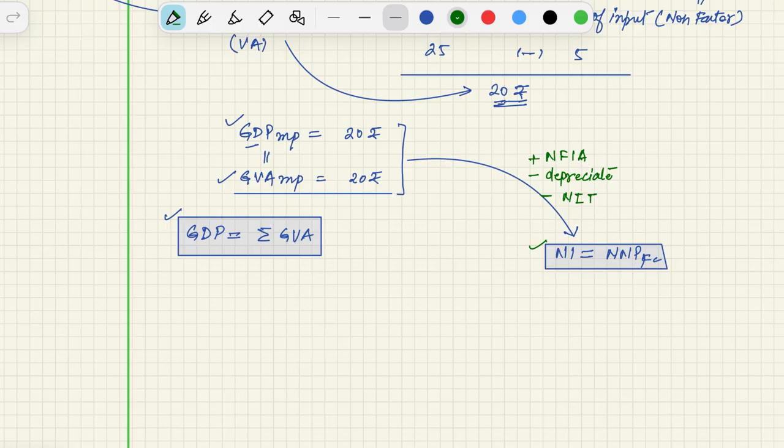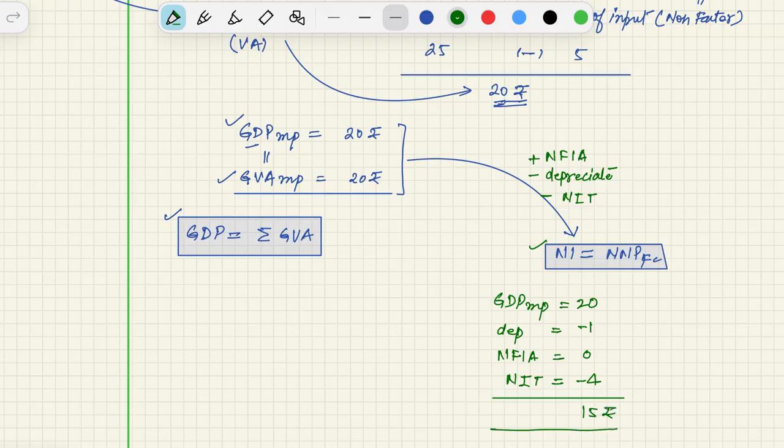So how do we calculate? We have received here GDP at MP equals 20 rupees. We have to remove the depreciation, so it will be -1. We have to add the net factor income abroad; for a closed economy it is generally 0. And we have to remove the net indirect taxes as well, which is 4 rupees. So the total national income would be 15 rupees.